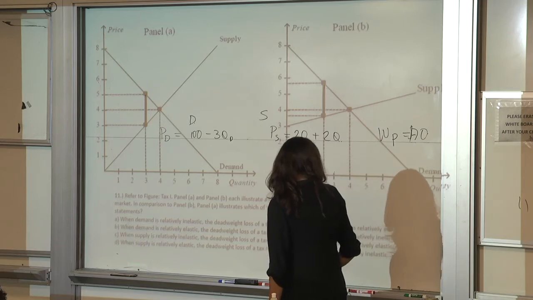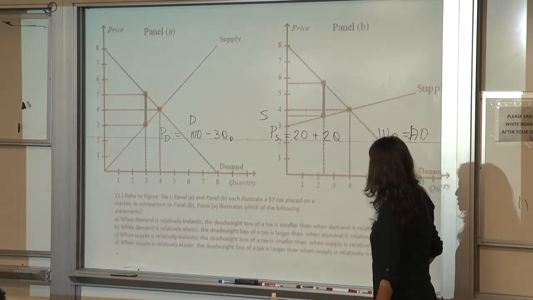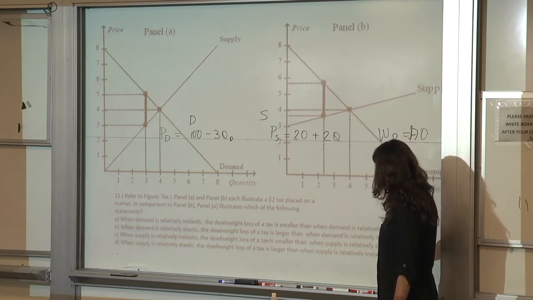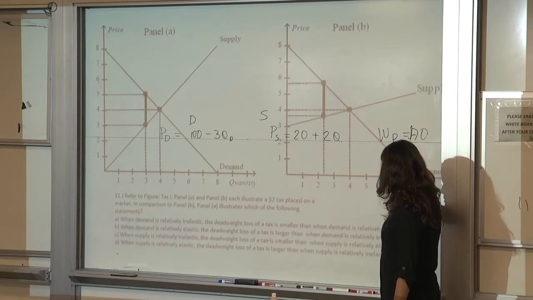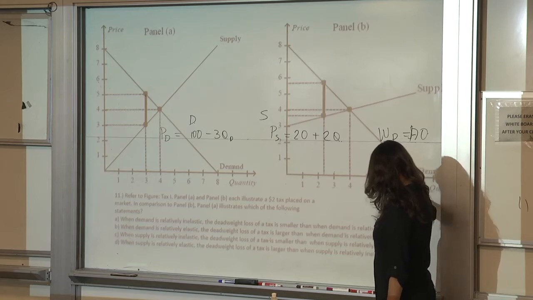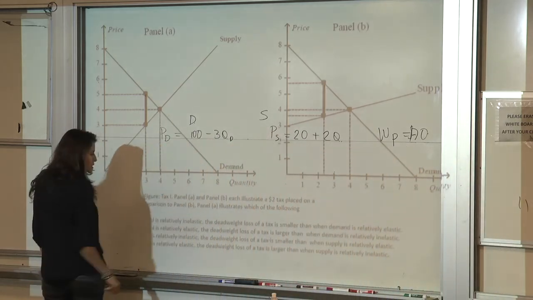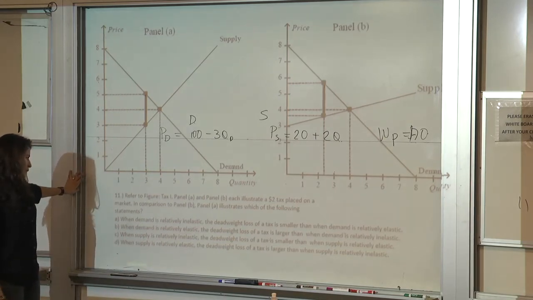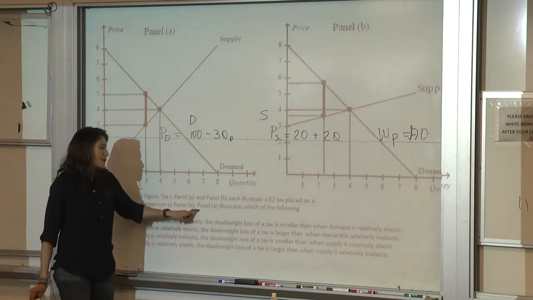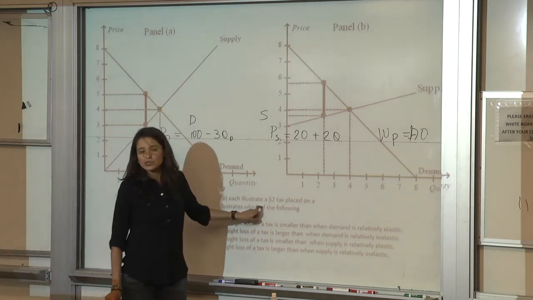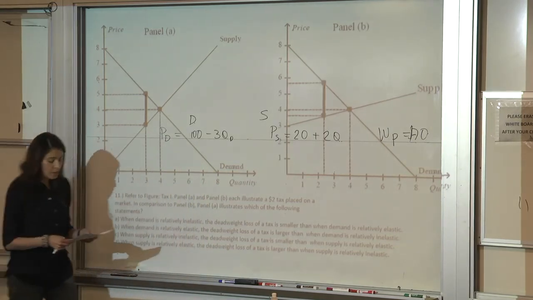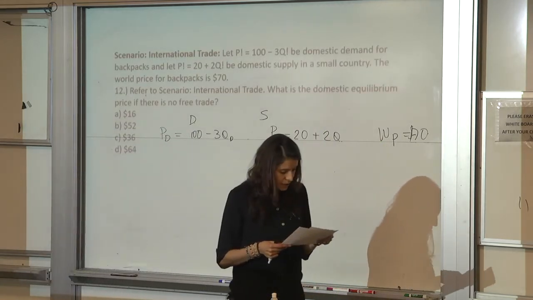Okay, I don't see your question. What makes D wrong? When supply is relatively inelastic, which is this case, the deadweight loss of a tax is larger than when supply is relatively inelastic. Panel A, okay, yes, you're right, because panel A is referring to what panel A illustrates of the following statements, which is comparing one to the other one, okay? Good, thank you.